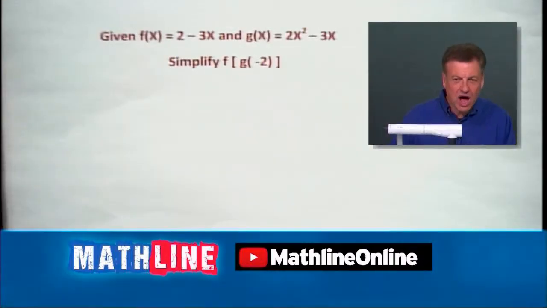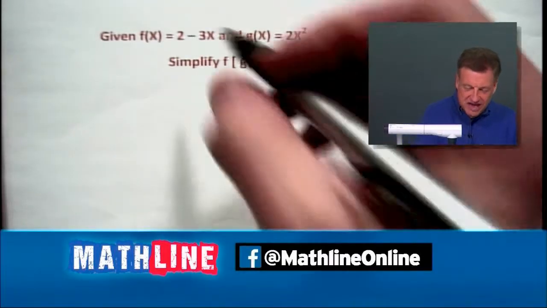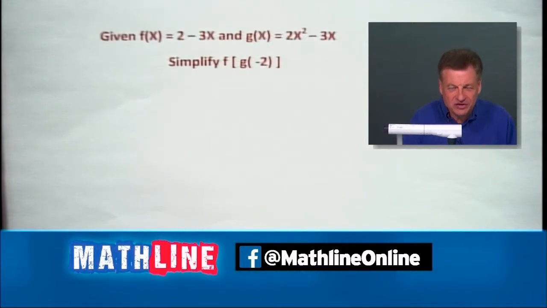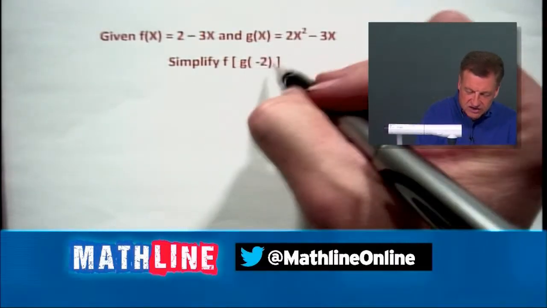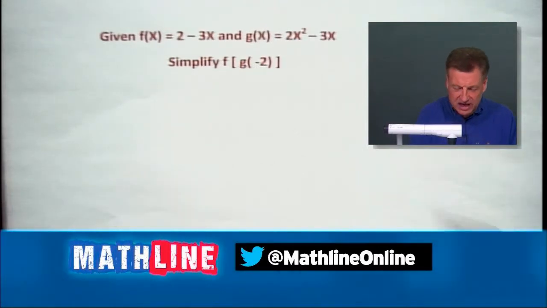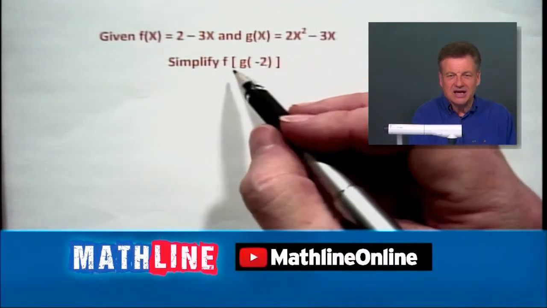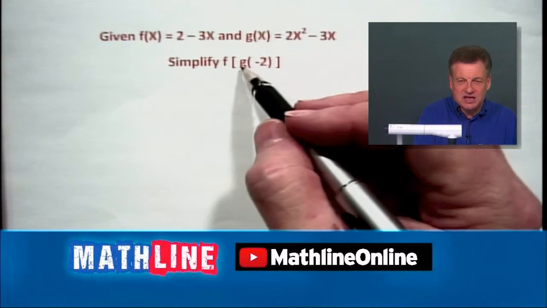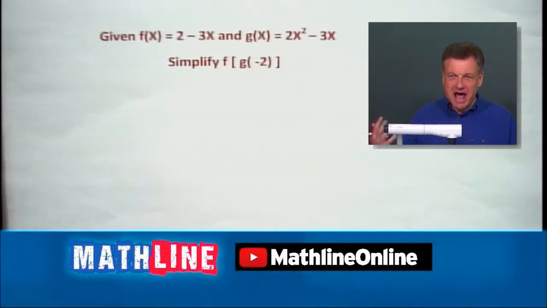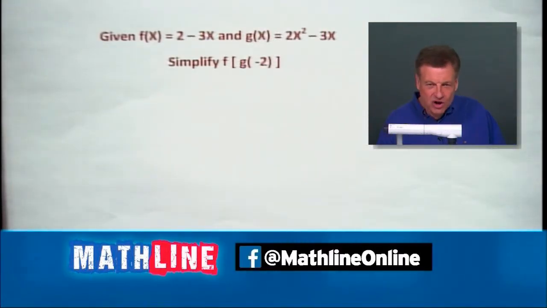It says, whoa, simplify. Those functions sound familiar. We're still working with the same ones. Good. That makes it pretty easy. And we're still going to play with that g of negative 2. But my goodness, what in the world does this say? Simplify f of g of negative 2. Is that a mouthful or what? Wow, that's crazy, isn't it?